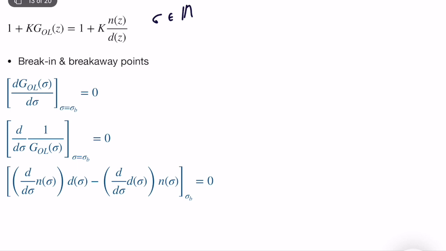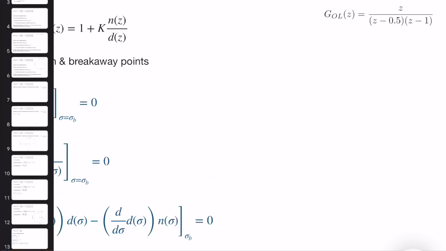So take the derivative of G of sigma with respect to sigma, or the derivative of 1 over G of sigma with respect to sigma, or if you write n of sigma and d of sigma, the numerator and denominator, and equate this equation to 0, you will get the break-in points. We already wrote the rules and technically proved this in 302. I will not do it here, but I will just solve an example. Okay, good. So let's solve an example.